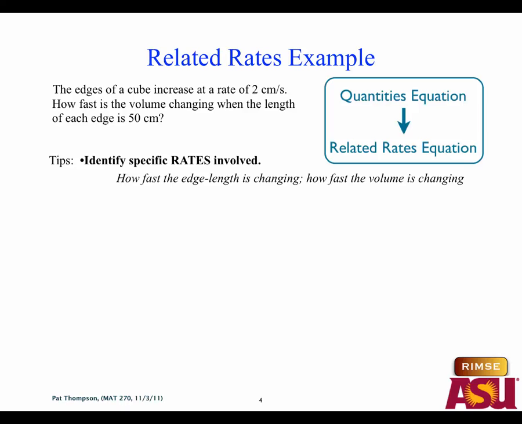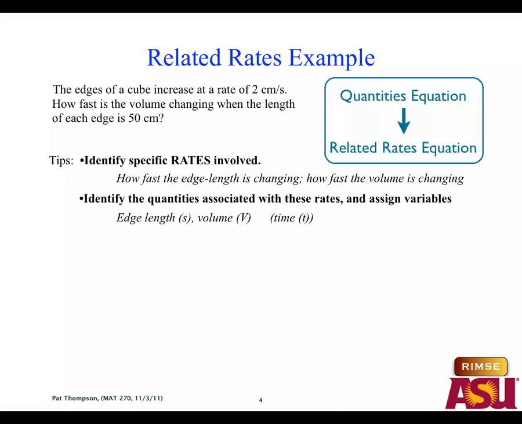This is the easiest step. Volume and edge length. All right, so we want to identify the quantities associated and assign variables to those. So edge length S, volume of the cube, be specific, volume of the cube V, and we know time, we'll use T. Okay, so now we're ready to write this quantities equation.